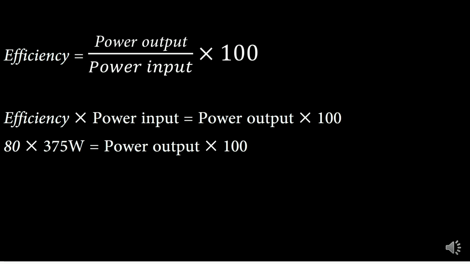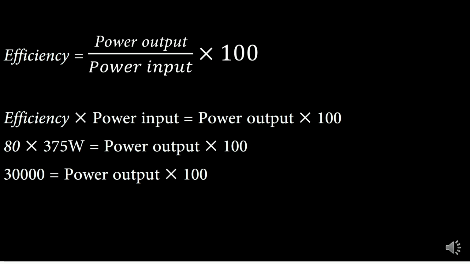80 times 375 is going to give me what? 30,000. That's 30,000 is equals to power output times 100. Now, I want to make power output stand alone. Since I've simplified the expression, now it's time for me to make power output stand alone. And for me to do that, I have to divide both sides by the coefficient of power output. And in this case, the coefficient of power output is 100.